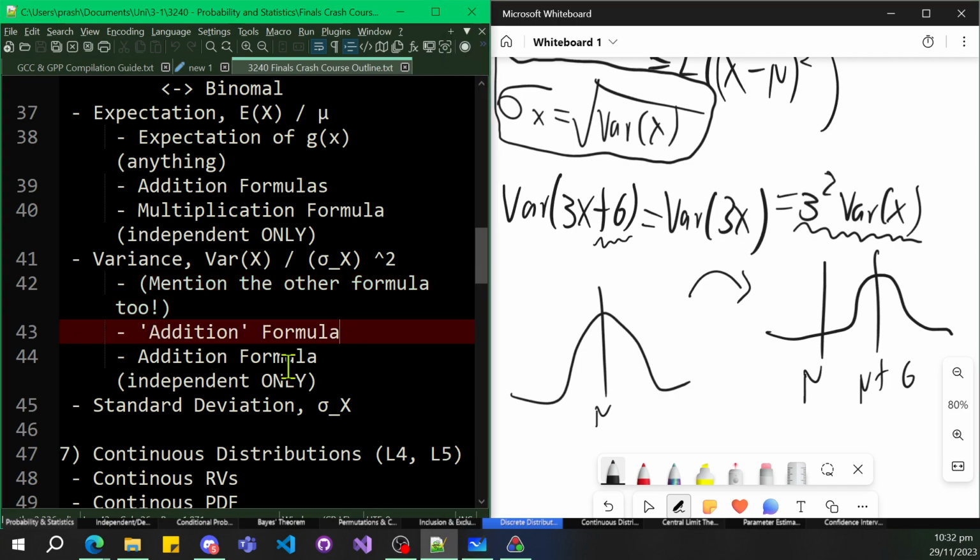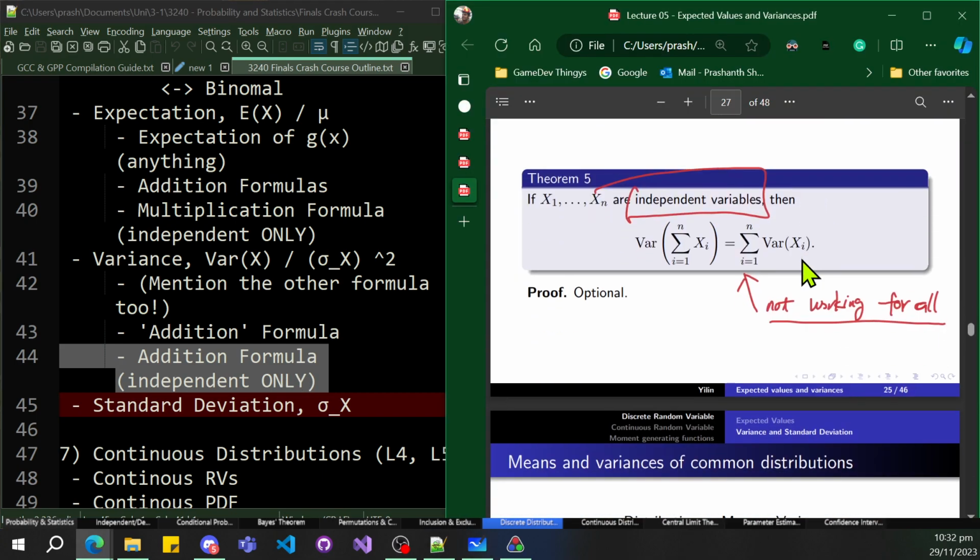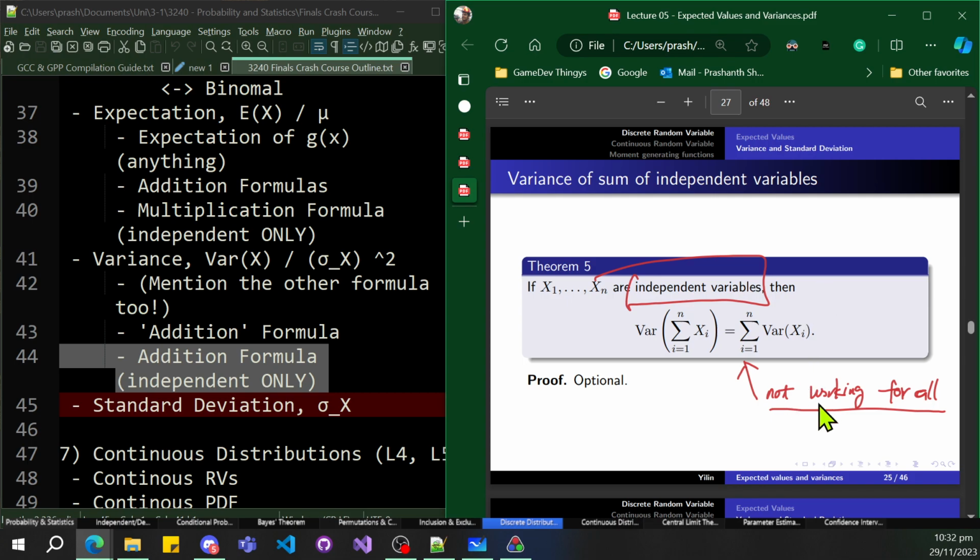Yeah. So that is the quote-unquote addition formula. Now for the actual addition formula, you can only add variances if they are independent. So that's what she's put here, not working for all. What this says is the variance of a bunch of stuff that you sum together, if they are independent, is the same as adding the variance of every single independent variable. I'm not sure if we're going to use this. I don't think we ever have, but it's something that's there.